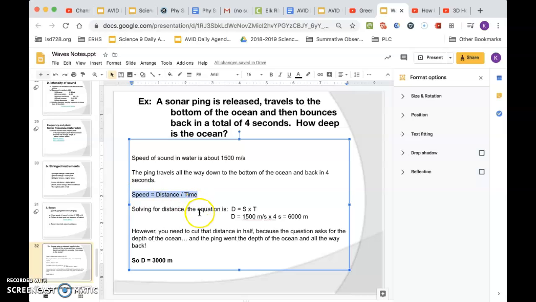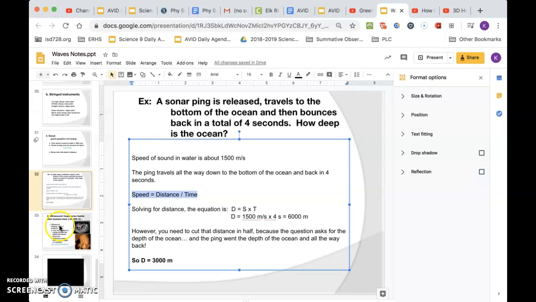So we're going to rearrange the equation to solve for d. Distance is speed times time. So when you plug in our numbers, 1,500 meters per second times 4 seconds, we would get an answer of 6,000 meters. However, we do need to cut that distance in half because the question asks for the depth of the ocean, and we have to realize that the ping went all the way down to the bottom of the ocean and back. So the depth then would have to be 3,000 meters. So that's how sonar is used, and it's really an interesting technology.